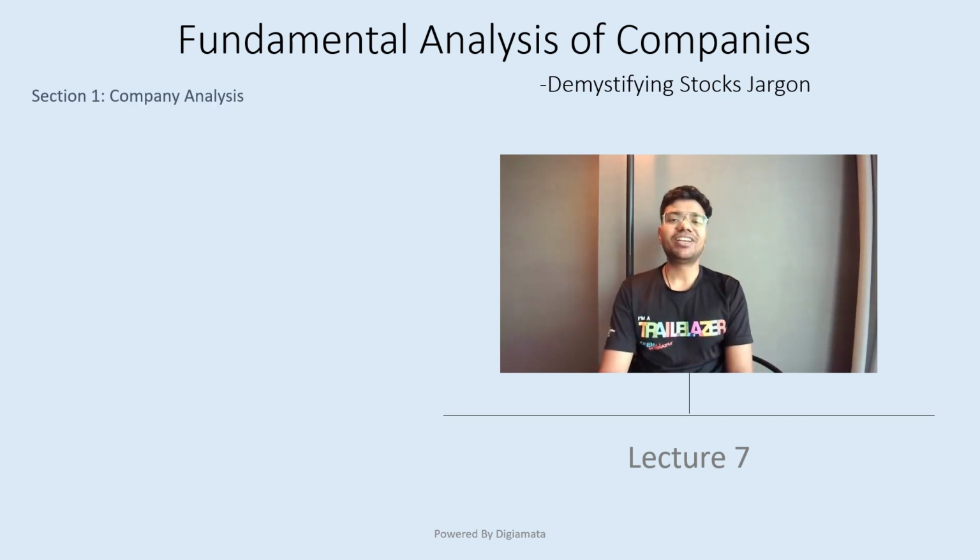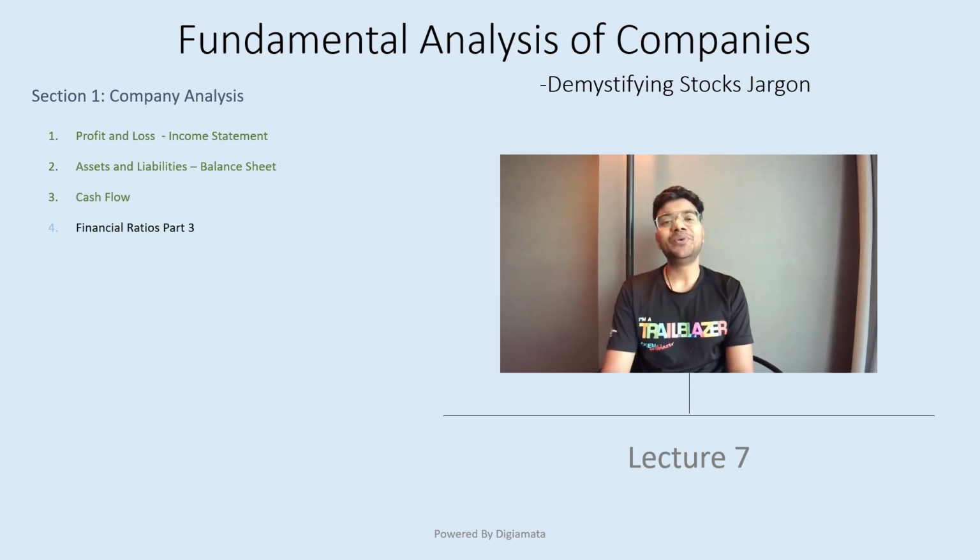In the previous lectures, we have covered profit and loss statement, the balance sheet, cash flows, and we have also covered financial ratio part 1 and part 2, where we covered ratios like PB ratio, earning per share, PE ratio, PEG ratio. And in financial ratio part 2, we covered your current ratio, quick ratio, debt to equity ratio, and your interest coverage ratio.